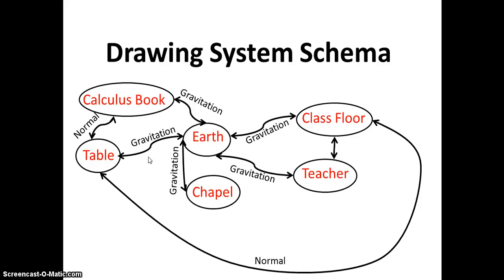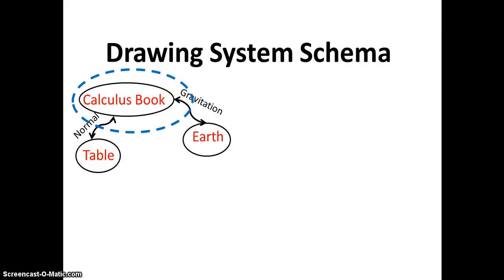The next step in our system schema is to recognize what is the object we are trying to identify or describe. In this case, we are describing the calculus book. I like to draw a dotted line around it and notice that there are interactions that cross over the dotted line, for example, gravitation between Earth and the calculus book, and a normal between the table and calculus book. To make the diagram a little bit simpler, I like to get rid of the rest of these things and just focus on those objects which are interacting with the calculus book.